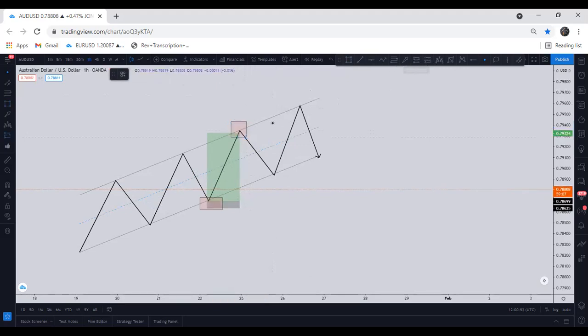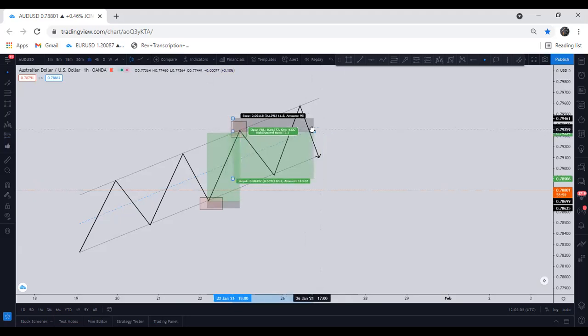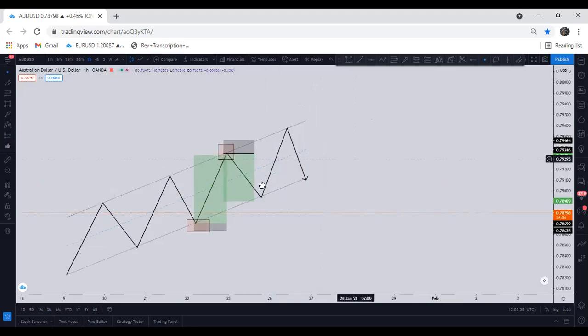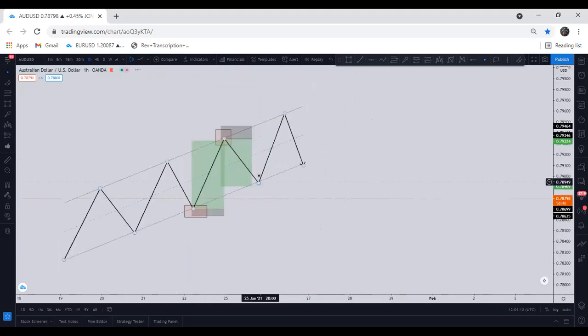Then you say, I'm going to sell this market here because now it has tapped the trend line. It was at that tap. And then where are you going to take your profit, right? You're going to take your profit right here. So this is a place where you take your profit, right?